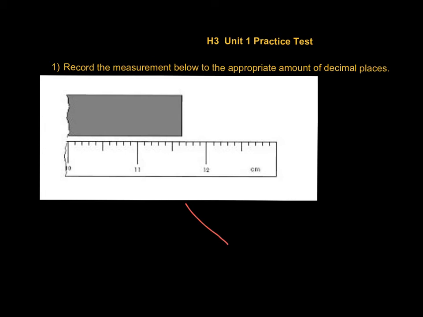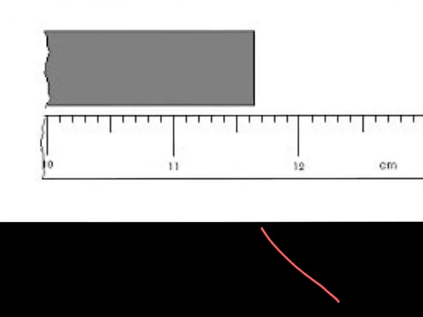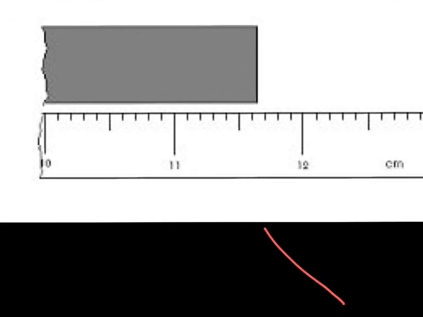Okay, so here's the walkthrough of the Unit 1 practice test. First question, record the measurement below to the appropriate number of decimal places. We're going to take a look down here at this item, and it looks like the edge of the box is right there. So we have 11 and 12 centimeters, which means that each mark in between is a 0.1. So we have 11.1, 2, 3, 4, 5, 6. It's between 11.6 and 11.7.